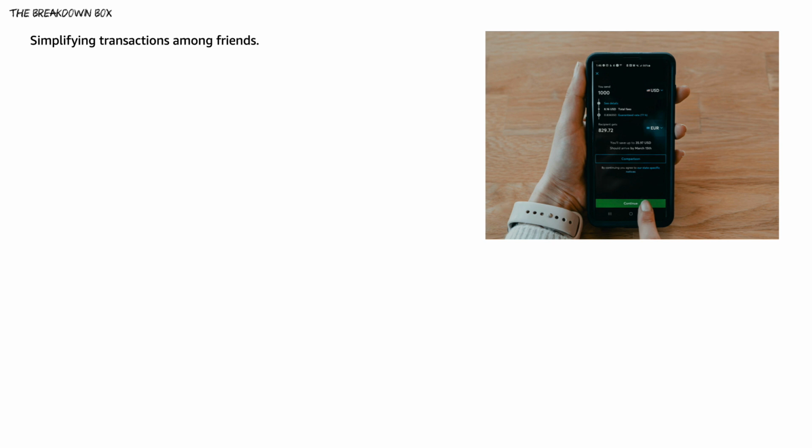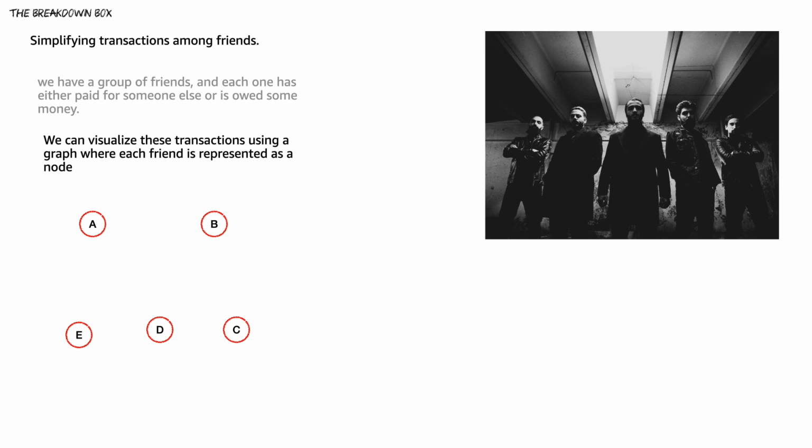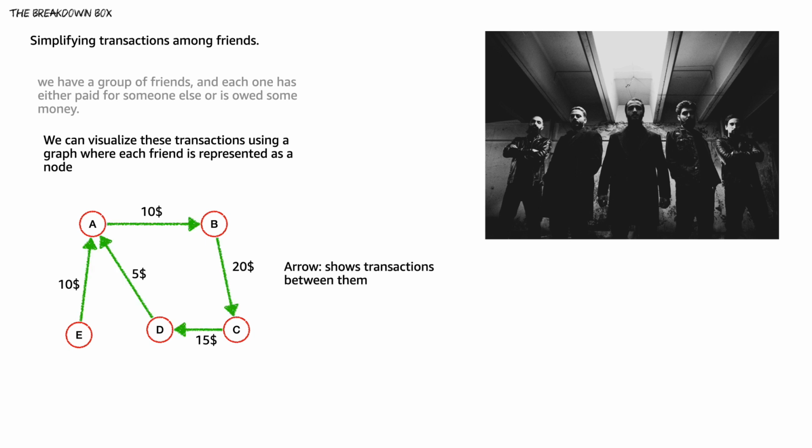Now that we know the concept of heaps and how to extract values from them, let's bring it all back to our initial challenge, simplifying transactions among friends. Picture this. We have a group of friends and each friend has either paid for someone else or is owed some money. We can visualize these transactions using a graph where each friend is represented as a node and arrows show transactions between them. Here A gives B $10, B gives C $20 and so on.